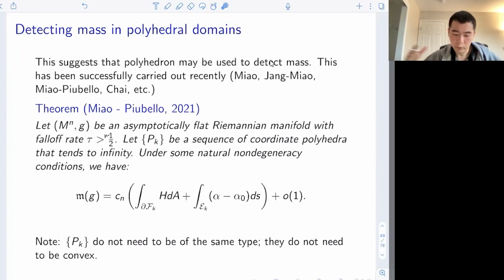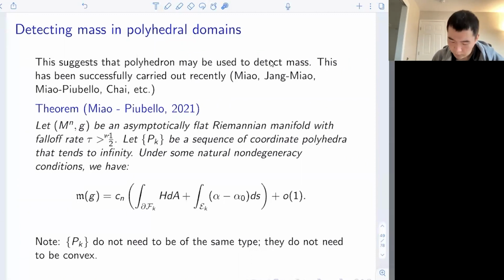So to describe this, you need to first fix asymptotically flat Euclidean coordinates near infinity. And then under some natural degeneracy conditions, for instance, you need to assume that this family of P_k goes to infinity in each direction, right? They can't degenerate in some direction. So under these mild and natural degeneracy conditions, precisely if you compute the total boundary mean curvature and the total dihedral angle deficit compared to the Euclidean model, this quantity should converge to the ADM mass.